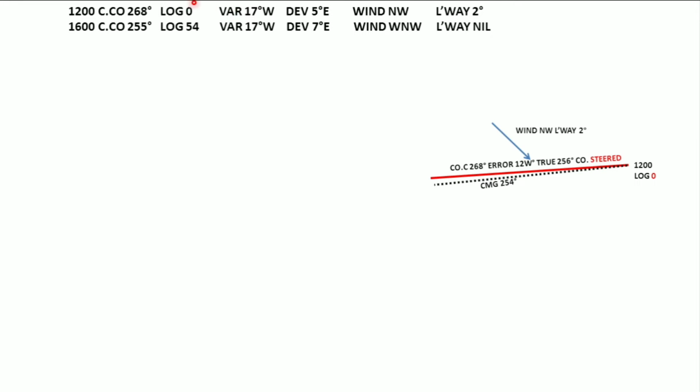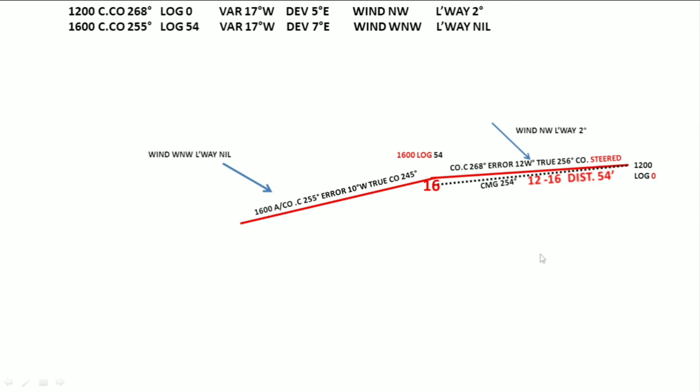At 1600 hours, he's given me the log reading and the course, which I have converted again to true course here. Log at 1600 hours is 54. So log is basically a counter of how much distance you have done. So the distance between 12 and 16 would be the difference between the two logs, and the distance would be 54 miles.